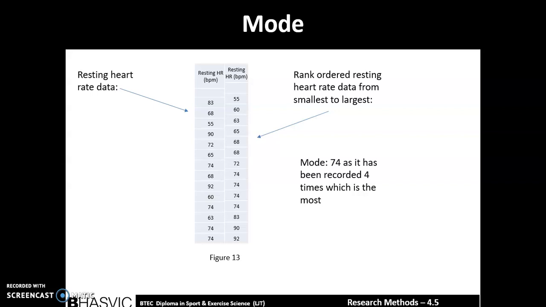However, a limitation to this method could be that there may be more than one mode value. As a result, the researcher wouldn't be able to establish the singular piece of data that appears the most in their findings.